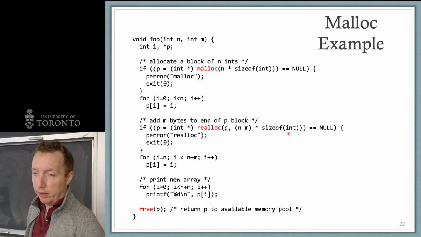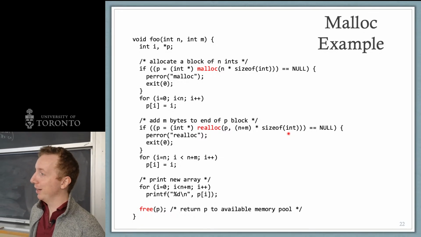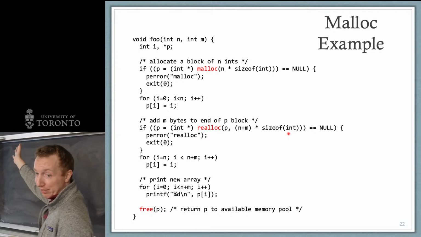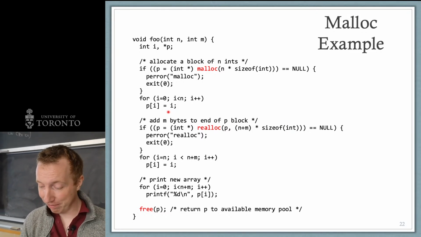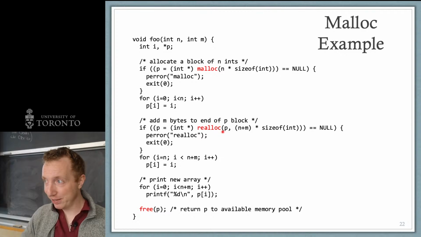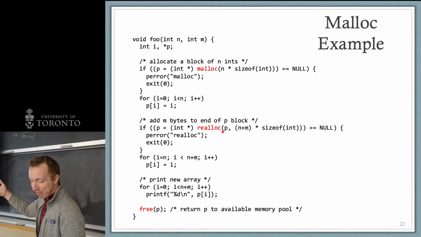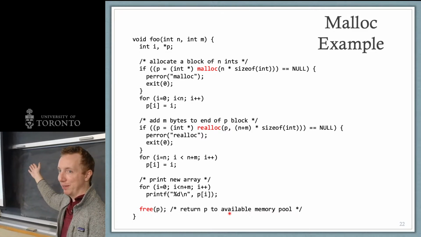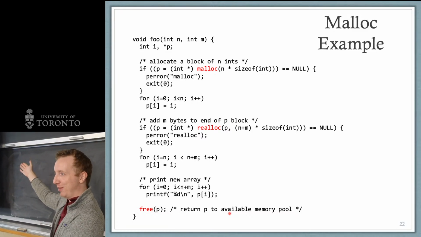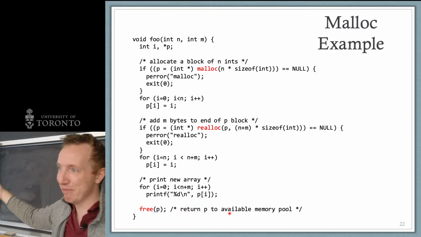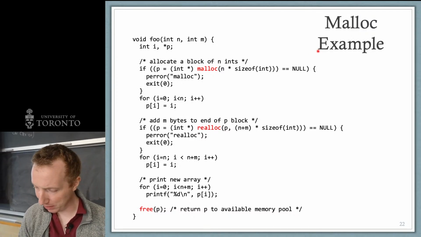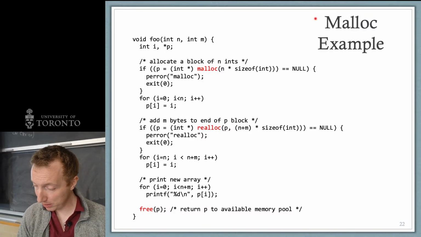So this is a malloc example. I assume you don't actually need this. It just mallocs some space, initializes it, reallocs it so it grows it, initializes the new elements, prints them off, frees it. I don't have to show this, right? Everyone's fine. Again, not too sure why this is here, but if you want me to slow down, let me know.